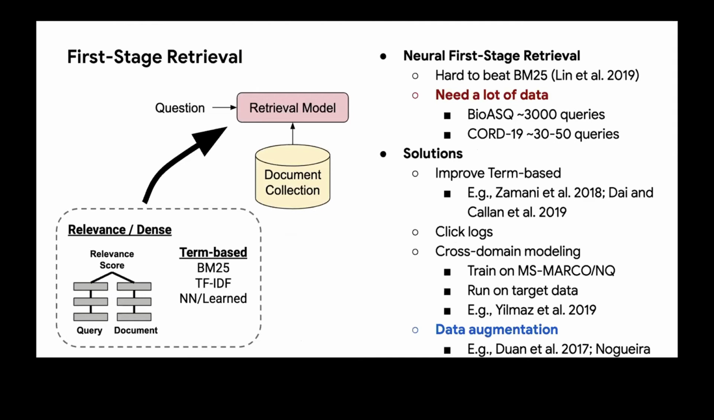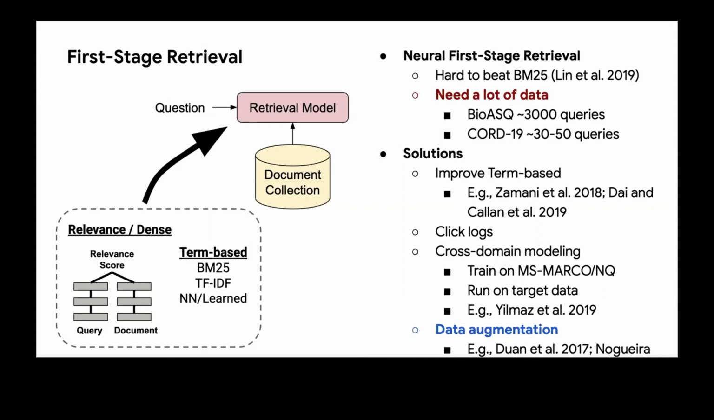And part of the problem is we need a lot of data to train these models, like BERT-based, 24-layer retrieval models. For current data sets that are specific to the biomedical domain, we only have on the order of thousands of queries to learn from. And so it's really hard for the models to saturate or really perform well on that amount of data. So there have been a lot of solutions here.